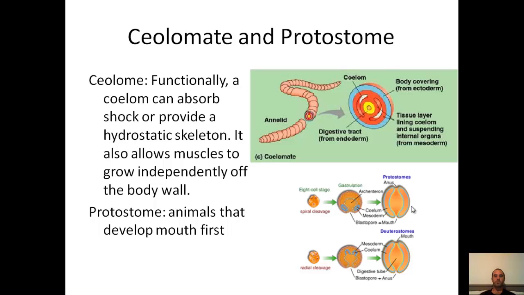Protostome development is when we're looking at the very first cells, the first few cells developing after fertilization. These animals develop the mouth first. So right at the beginning, this opening here in these cells, later as it gets more complex, would be the mouth of the organism.